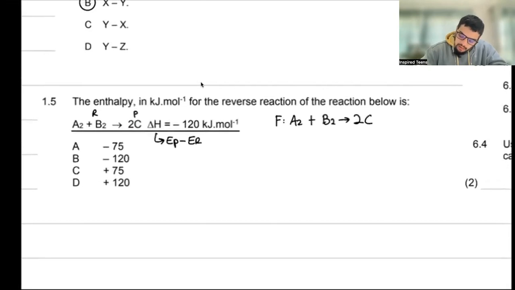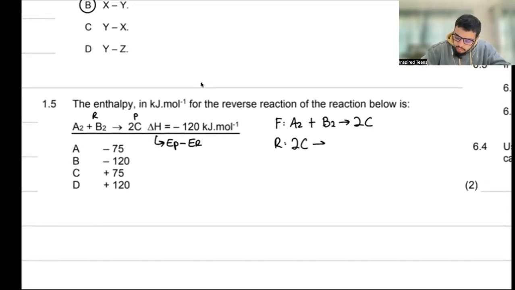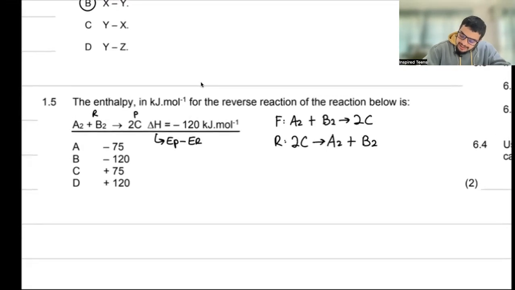Gives us 2C. The reverse reaction would basically mean that you'd swap them around. So the products become the reactants and the reactants become the products. So 2C would give us A2 plus B2. Okay, so initially the forward reaction, this has a delta H of negative 120. I'm not going to put the units. Okay, but that was when we said energy of products minus energy of reactants. Now that changed. The products now have this energy, A2 plus B2. But obviously the value still remained the same, right?